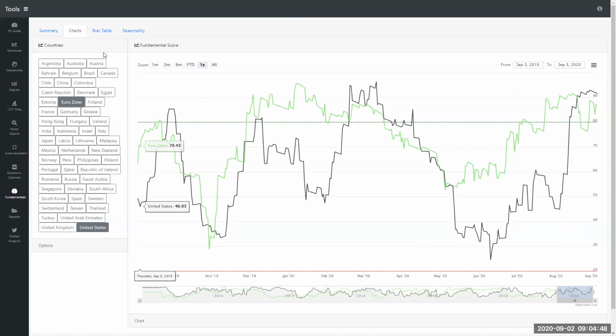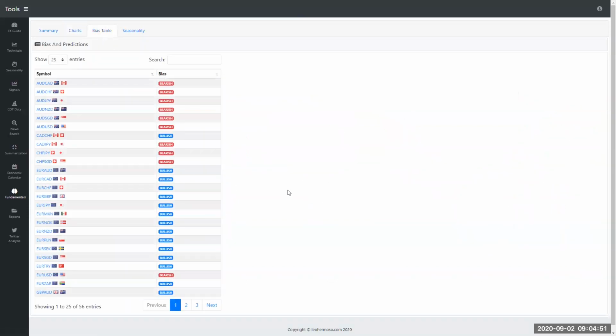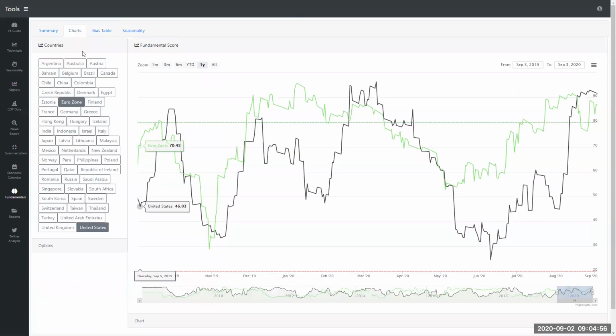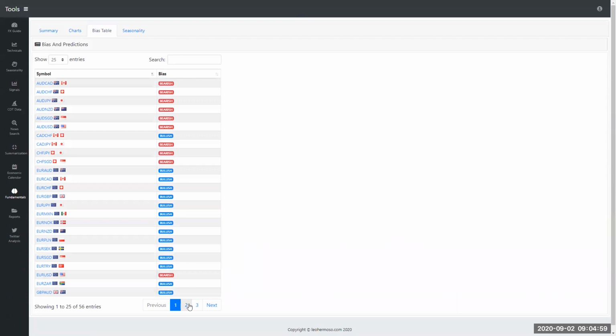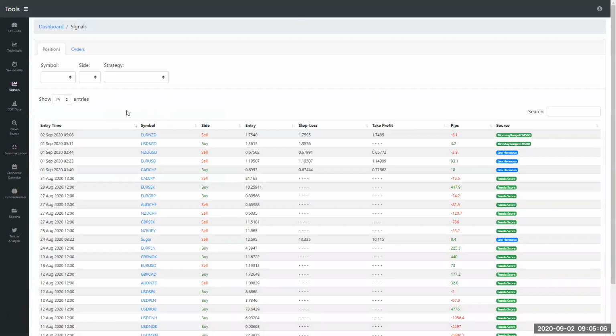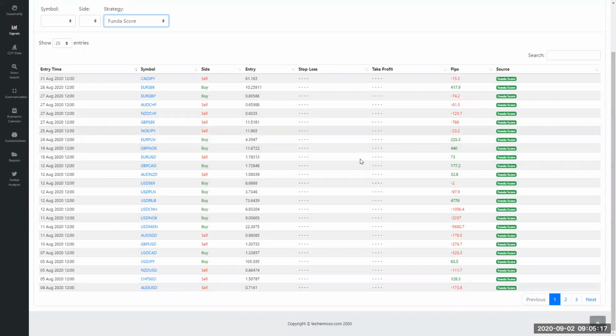And to make things easier, you have here the table. Okay, so you don't need to go compare all the charts. The system already does this for you. And if you want to know how the system is performing, I even created this here. You just click here, go to the signals, click on signals, click on Funda score, and the system will show you. Sometimes people see a lot of negative pips, but this is USD RUB. This 1,000 pips is like 100 pips, okay?